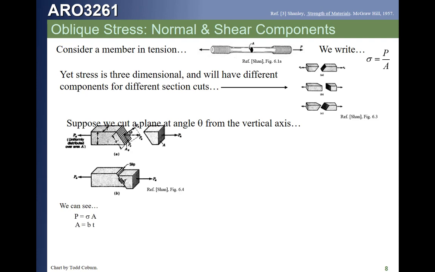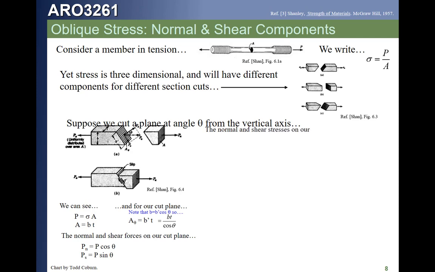We know that originally we had stress equals P over A, and the area was bt. For our cut plane now, since our b is b prime cosine theta, it's easier for most of us to think, if b prime is our hypotenuse, then b is just b prime cosine theta. So that means b prime is simply b over cosine theta. So our area on the angled plane is just b prime t, which is bt over cosine theta. And our force now has these components, P cosine theta, P sine theta.